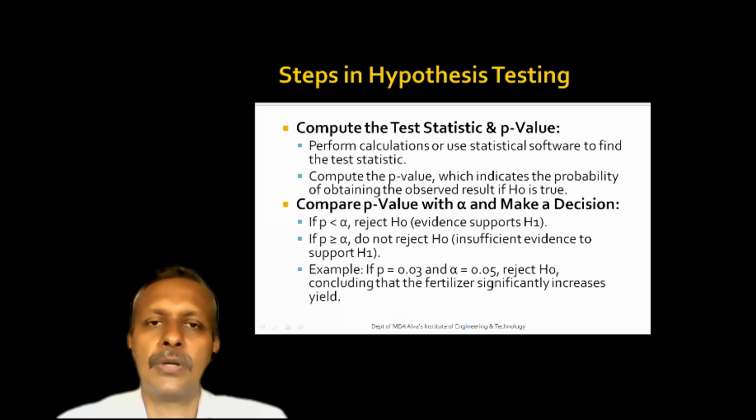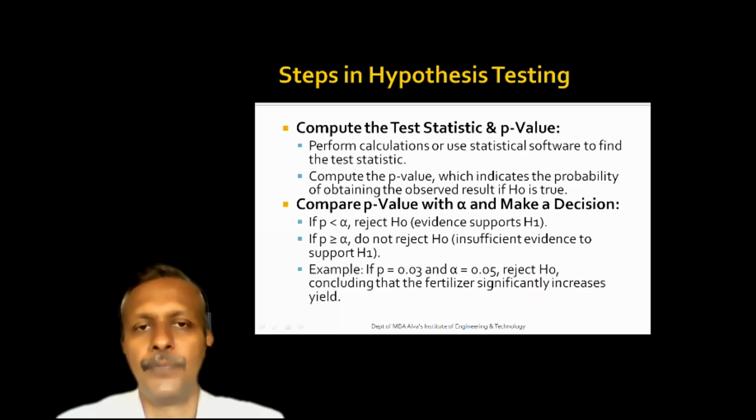So the next step is to compute the test statistic and then the p-value. Perform calculations or use statistical software to find the test statistic. So we can do the calculations manually, or we can also use statistical software like SPSS and so on and so forth to find the t-statistic. And then compute the p-value, which indicates the probability of obtaining the observed result if H naught is true. The next step is to compare the p-value with alpha and then take the decision.